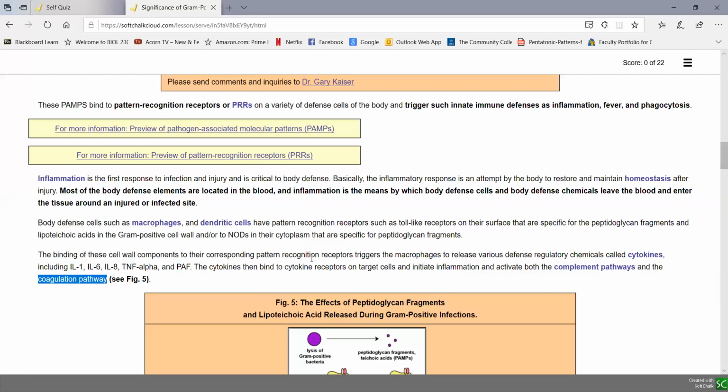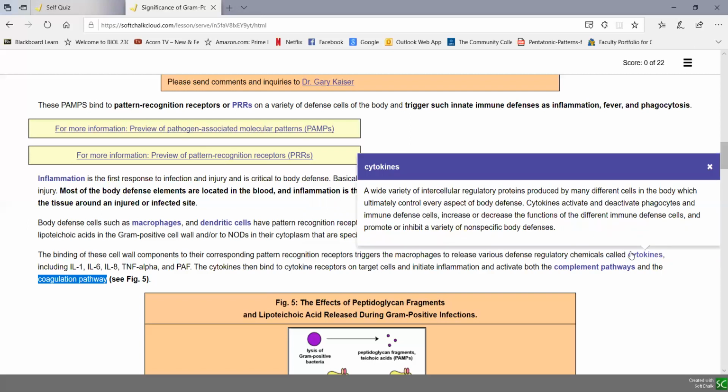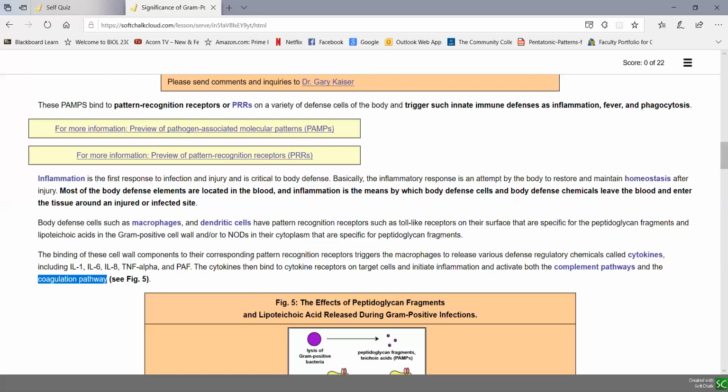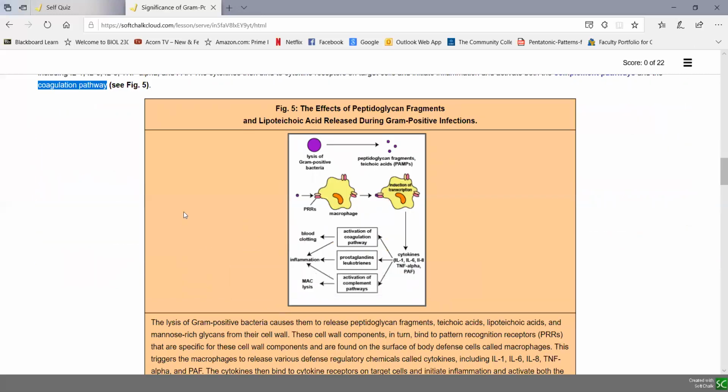Now, again, we're going to learn all about this in Unit 3, but we want to introduce the basic idea. The main part you need to get right now, and one of your objectives, is the idea that PAMPs on the microbe, in this case gram-positive PAMPs, because this is a gram-positive bacteria, bind to pattern recognition receptors on defense cells. That causes the production of inflammatory cytokines, which leads to vasodilation, increased permeability of the blood vessels, so that defense cells and defense chemicals can get out and fight the infection.